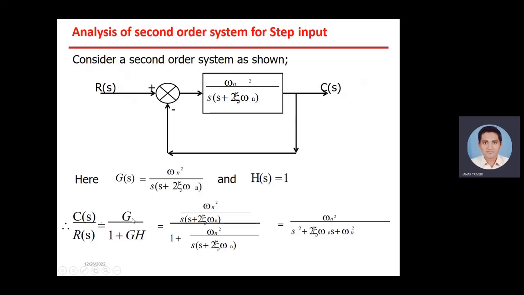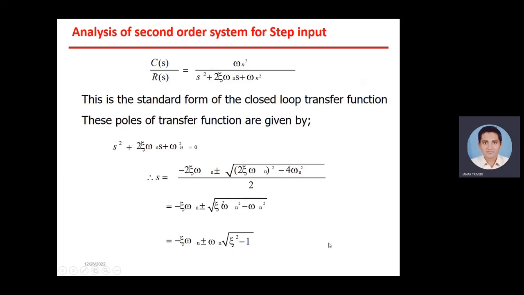So C of S divided by R of S equal to G upon 1 plus GH. When we put the G of S value and H of S value in this equation, we get omega n squared divided by S squared plus 2 zeta omega n S plus omega n squared. This is the standard form of the closed loop transfer function, and the poles of the transfer function are given by the denominator equal to 0. So S squared plus 2 zeta omega n S plus omega n squared equal to 0, and therefore S equal to, as per the roots, minus 2 zeta omega n plus or minus under root of (2 zeta omega n) squared minus 4 omega n squared, divided by 2.